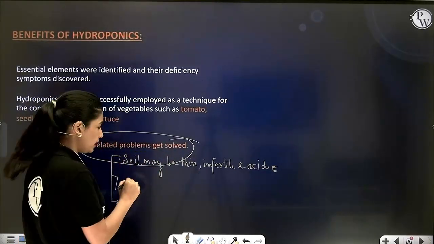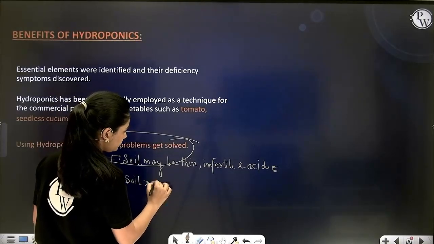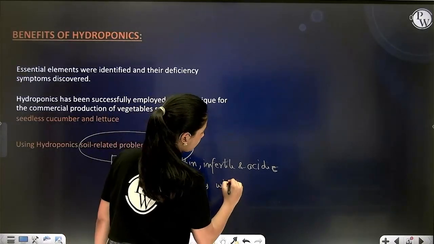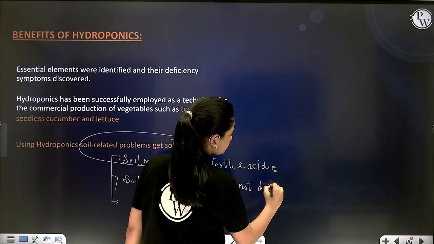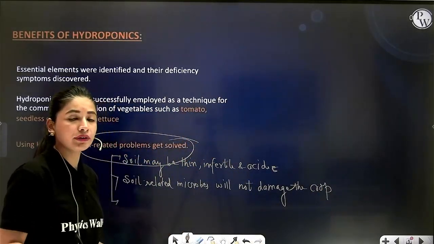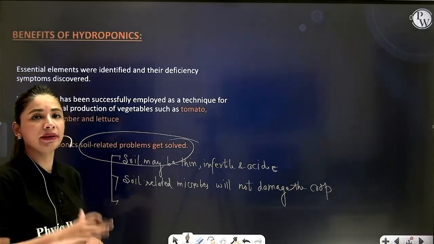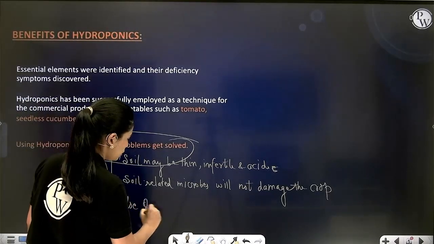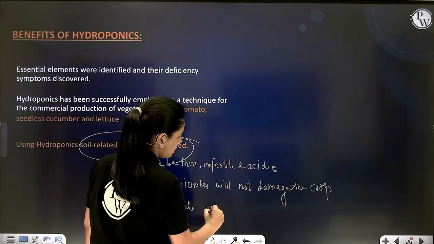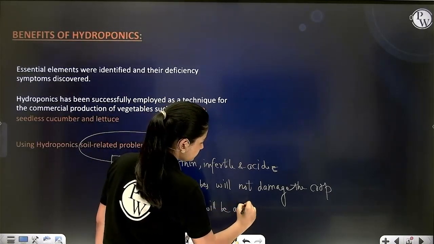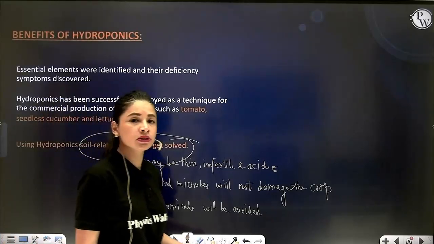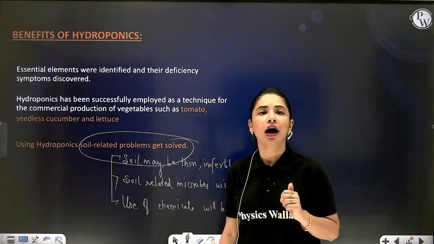Second, no soil related growth of microbes. Microbes will not attack the crop, will not damage the crop. Hence, use of chemicals like pesticides and insecticides will be avoided. Clear? So these are the three soil related problems which get solved when you use the technique of hydroponics.